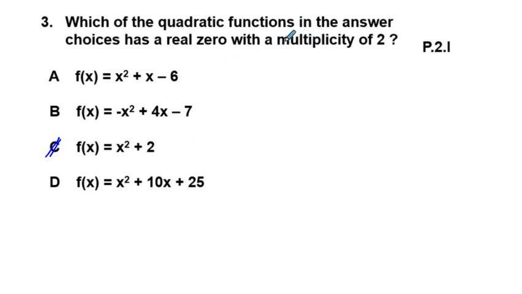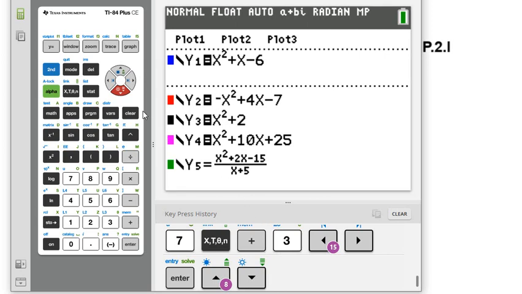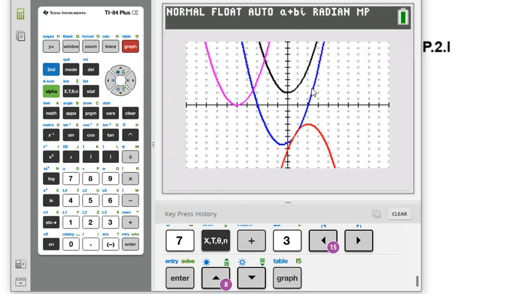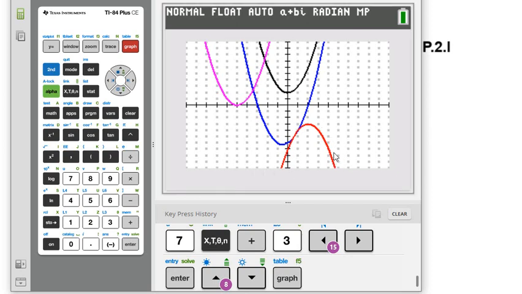So what I've done is I've graphed these. I have on the calculator those 4 functions pre-entered. We press graph, and we see all 4 of them. Here in black is choice C, which I eliminated already. This red one here, the upside down one, is answer choice B, and that is incorrect because we don't even have one real zero.